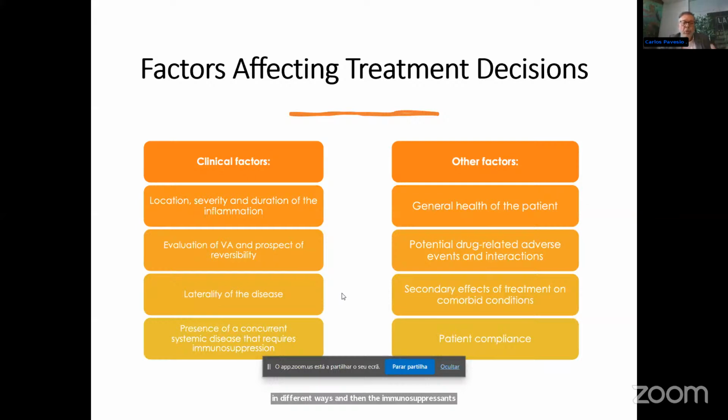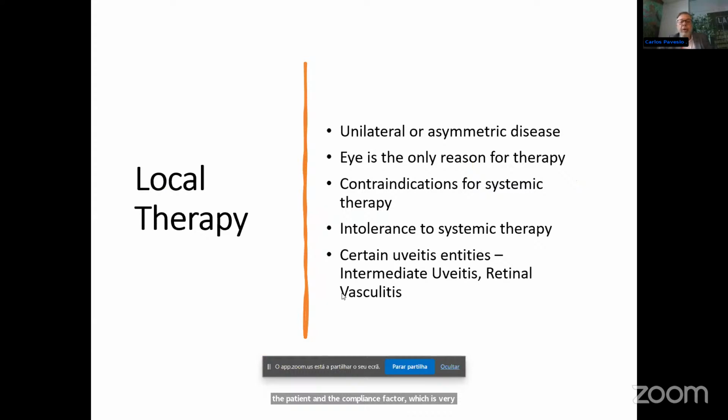So take into account all these factors, both clinical and other factors: bilaterality of the disease, location, severity, and look at the general health of the patient and the compliance factor, which is very important in the management of our patients. Local therapy is very useful in unilateral or asymmetric disease, but can be used as an adjunct to systemic therapy as well in bilateral cases.